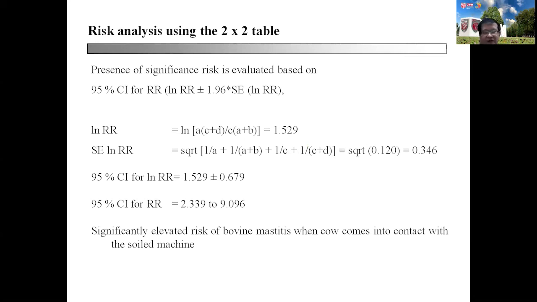Bear in mind, in order for a risk ratio or the odds ratio to be significant, it must not contain 1. So in this case, the 95% CI for risk ratio is ranging from 2.3 to 9.09 and completely avoids 1.0. Why is 1.0 considered inconclusive? Because 1.0 implies equal odds and equal risk in this particular case. So in this case, what we can say is that there's a significantly elevated risk of bovine mastitis when a cow comes into contact with the salt milking machine.